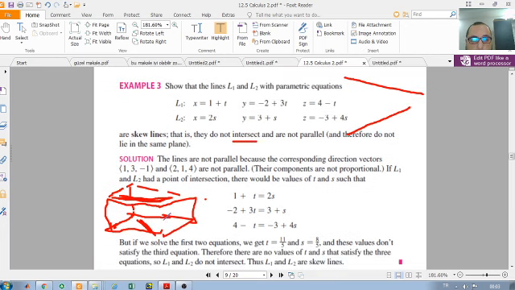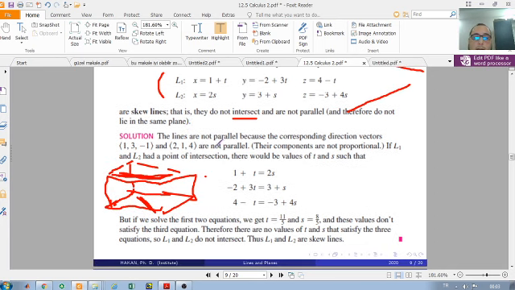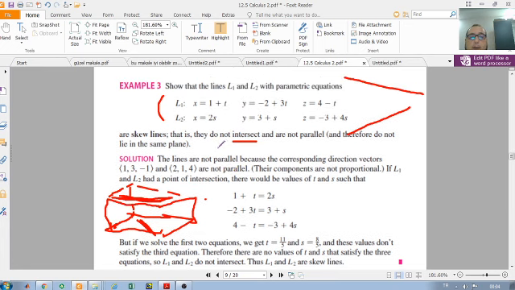So how can we show they are skew lines? By using their parametric equations. First, let's see that they are not parallel, because the corresponding direction vectors are not parallel. In order to say that the lines are parallel, we have to have their direction vectors parallel. The direction vector of the first one is given by the components that are the coefficients of the parameter t in each equation. Therefore we write 1, 3, minus 1.